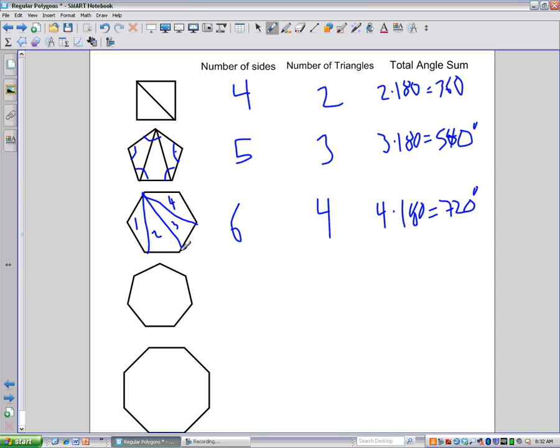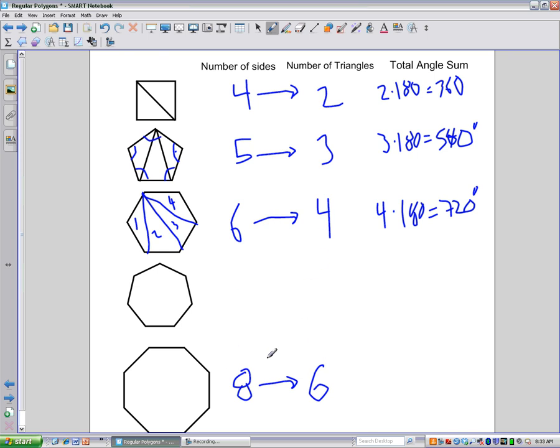Okay, so maybe you're seeing a pattern. The obvious pattern is as the sides go up, the number of triangles go up. But is there a relationship between these numbers? If I tell you the number of sides, let's skip 7, if I tell you 8, how many triangles do you think I'm going to get? If you said 6, you are correct. And hopefully you didn't just count 7, 8, 4, 5, 6.